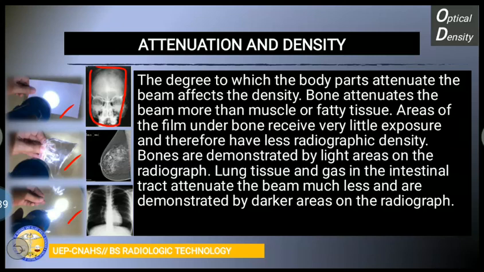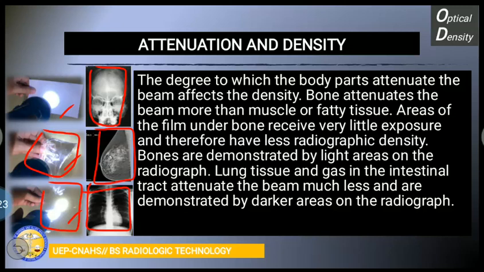The ice water I assigned as soft tissue, for example in mammography or an X-ray of the breast. There is some attenuation, but there are portions where the radiation just passes through, so you see different densities. And of course, I assigned acetate as the lungs, because the X-ray just passes through with no attenuation, so it is black. The degree to which the body parts attenuate the beam affects the density.